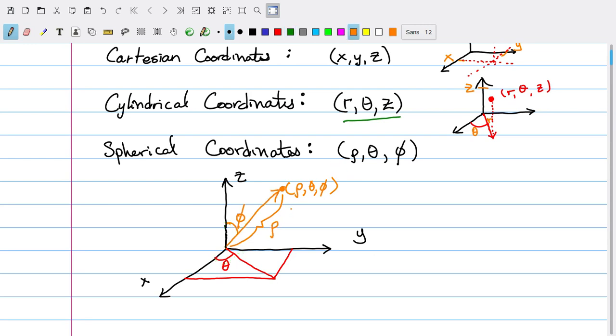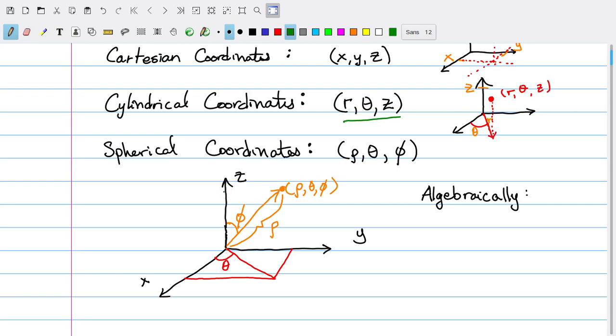So to summarize, rho here represents the distance of the point from the origin. Theta represents the angle of the projection of the vector into the xy plane from the x-axis, and phi represents the angle of the vector from the z-axis.